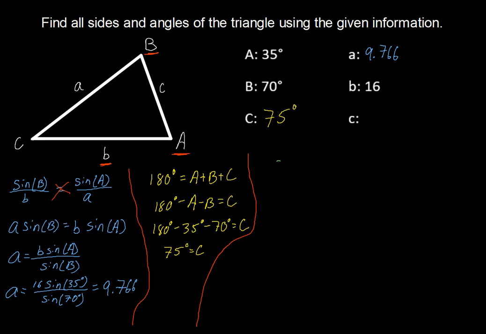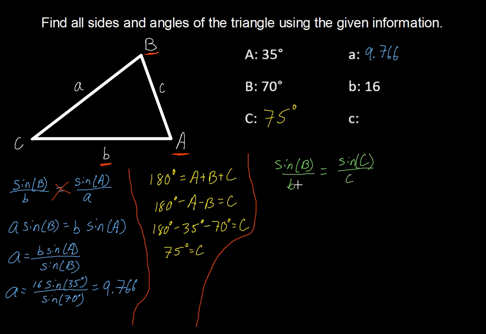I'm going to go ahead and use my same side angle pair that I started with for 2 reasons. 1, 16 looks a lot nicer than 9.766, and 2, I prefer to use what's given over what I've calculated. If I can avoid it, I try not to use anything that I've calculated because I may have made a mistake. I'm not perfect, I make mistakes sometimes.